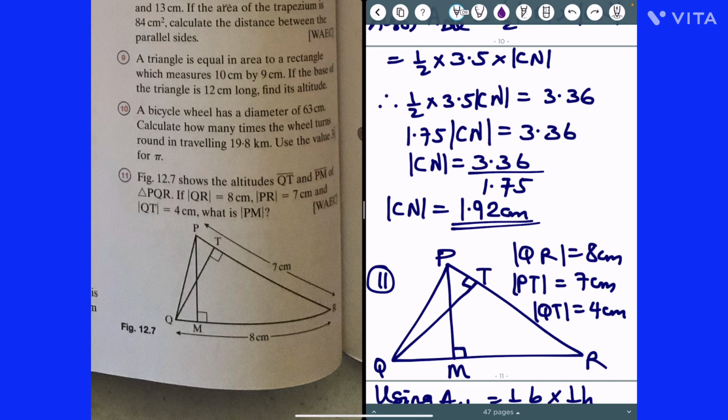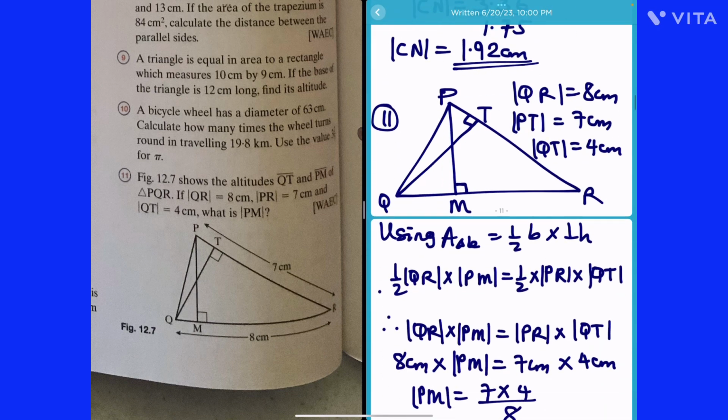Also, in the same vein, QM times PM. I said QM. Also, QR times PM will also give me the area of the triangle in the same vein. That's base times height, half base times height. You understand? So half times 7 times QT will give me my area. And half times QR times PM will also give me my area. Both of them stand for half base times perpendicular height.